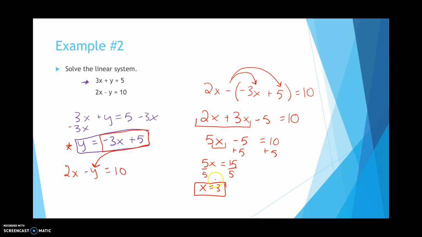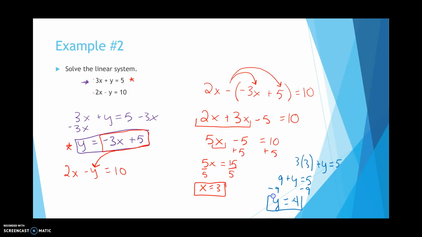Now that I've solved for x, I need to find my y. In order to do that, I'm going to plug it in. I'm going to choose one of the two equations. It doesn't matter which one. I'm going to choose again the first equation, just because we're working with a positive y versus a negative, so it makes it a little easier. Let's solve this. We have 3 times 3 plus y equals 5. 3 times 3 is 9 plus y equals 5. I'm going to subtract 9 from both sides, and I'm going to get y equals negative 4.